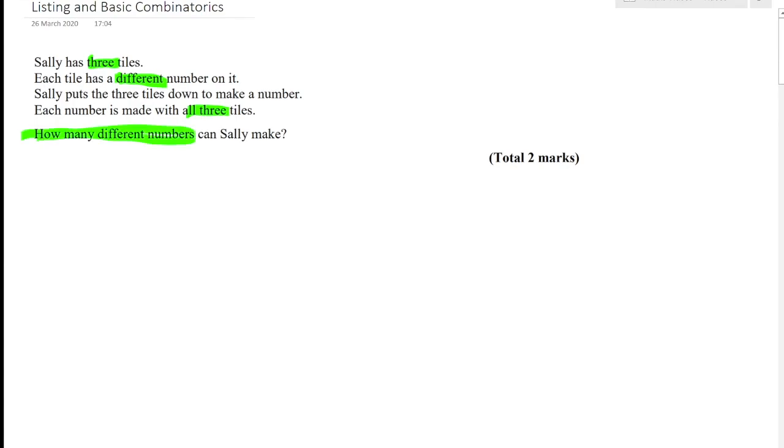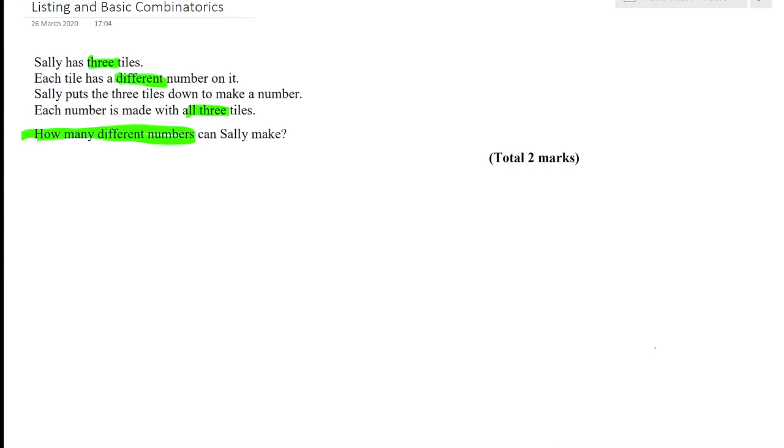So, where to start? This is a great example of a listing problem. The best way to solve this problem is probably just to write out all of the possible combinations. So, we're told that we have 3 numbers, we're told that they're different. We don't know what those numbers are. We're not told that, clearly it doesn't matter, so we can choose whatever 3 different numbers we want.